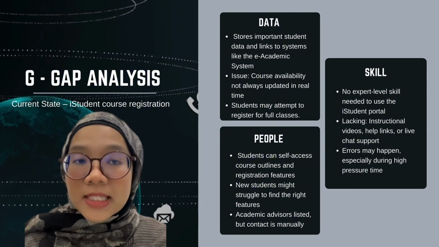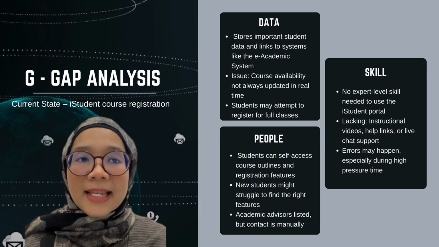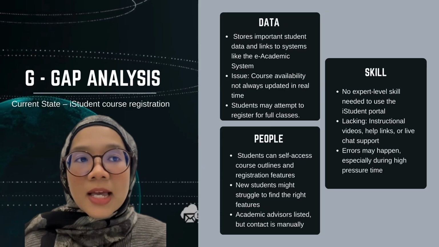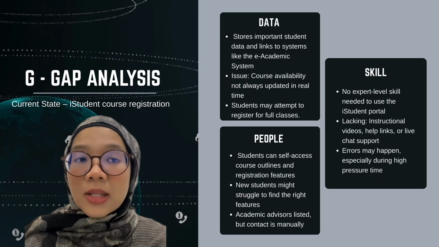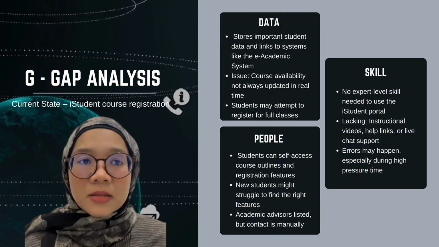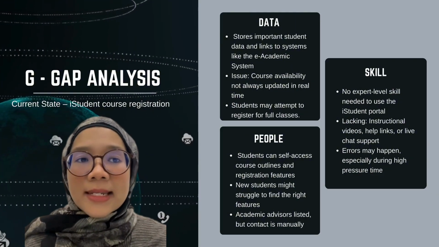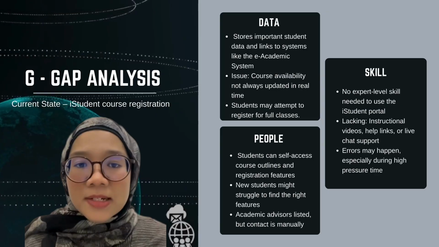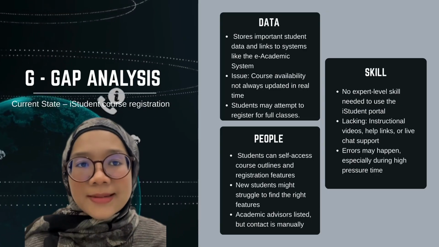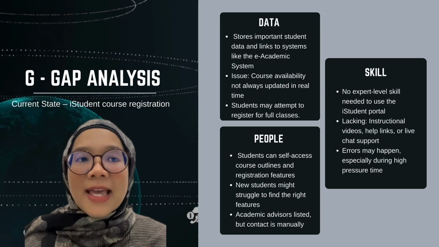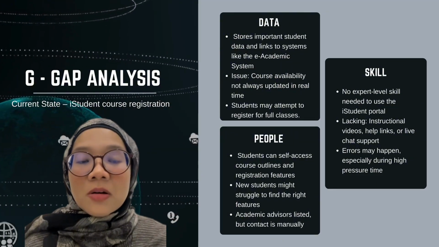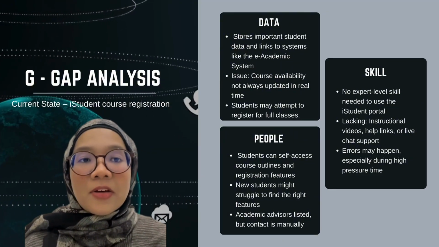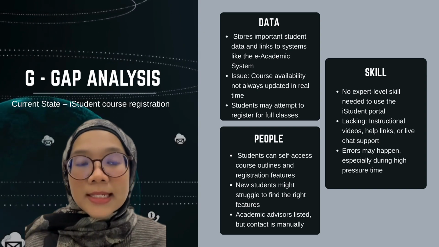Finally, under the skill category, the current system does not require advanced technical skill to use. This is a positive aspect. However, it lacks structured guidance, such as step-by-step tutorials, instructional videos, or live chat support. Because of this, errors are more likely to occur, especially during peak periods when pressure is high and students feel rushed. This can result in wrong course selection, failed submissions, or missed deadlines.